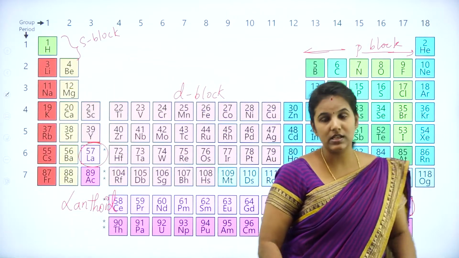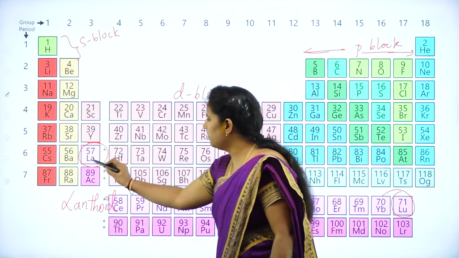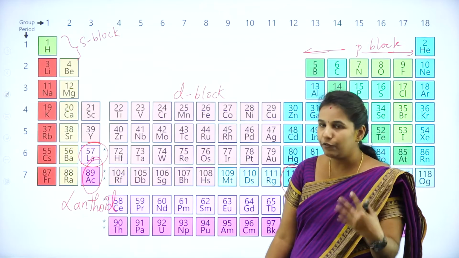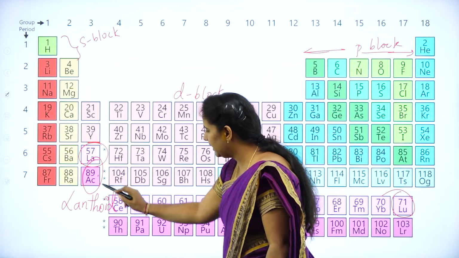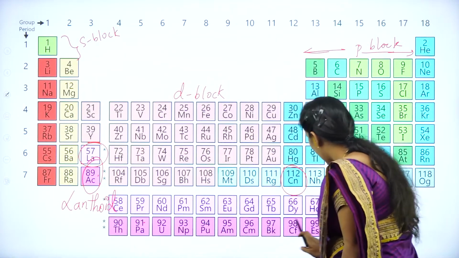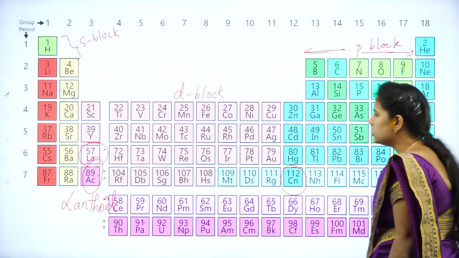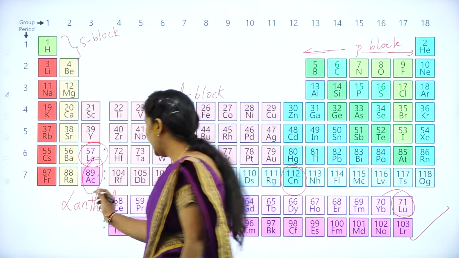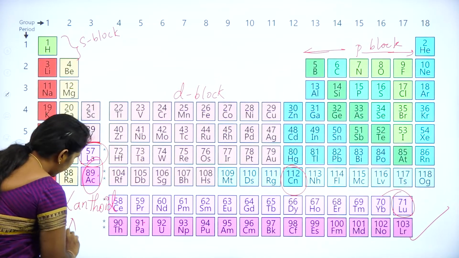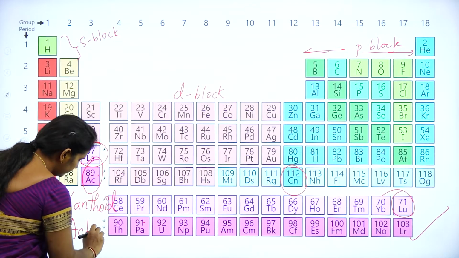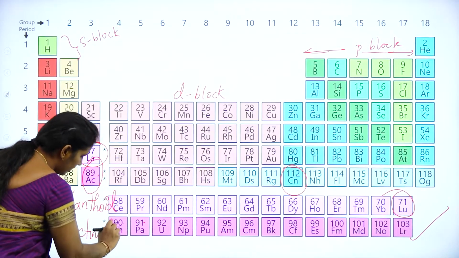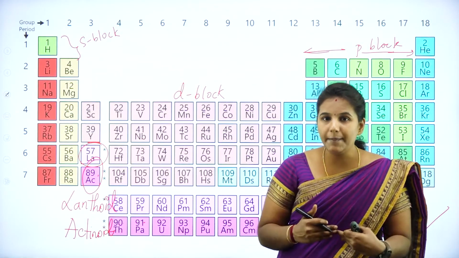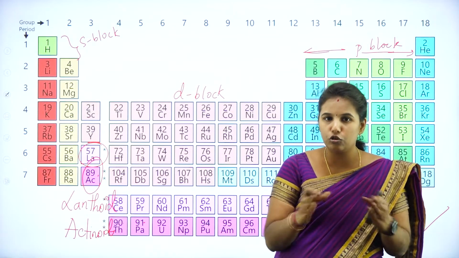Lanthanoid series. Like that, we have one more element known as actinium, which shows a similarity with 14 other elements. You can see that 89, 90, 91, 92, up to 103. So it starts from actinium and ends with lawrencium. Hence this is known as the actinoid or actinide series.